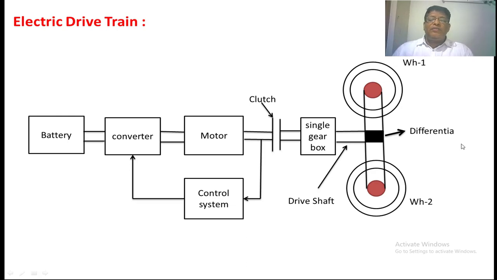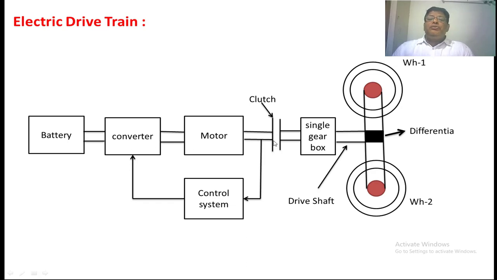The modern drivetrain consists of a battery. Whenever we say battery, it means power, and here we are using one motor to get the mechanical output. That motor may be a DC motor or an AC motor. Depending upon this motor, here we are using the converter. Suppose the motor is a DC motor, then we are using the DC to DC converter. Suppose this motor is an AC motor, then here we are using the DC to AC converter.